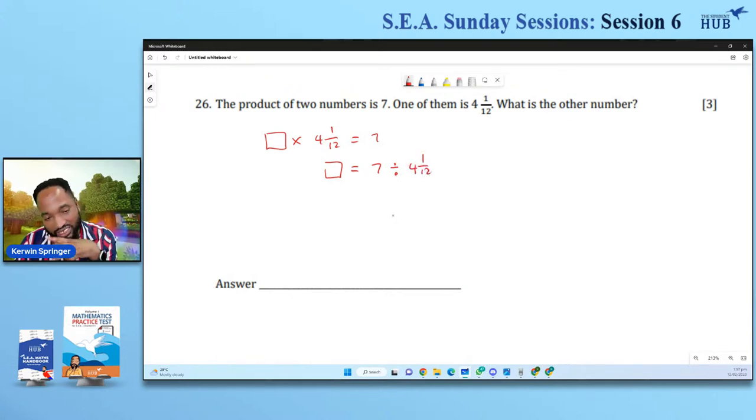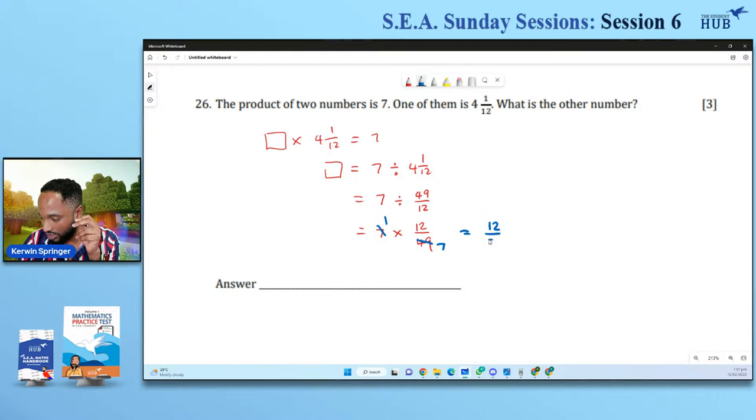This is not in a stage that we can do it in right now. So what we'll do is change this into an improper fraction: 4 times 12 is 48 plus 1, so this is 49 over 12. And it's still not ready for us yet. What we'll do is reciprocate, so we'll have 12 over 49 and the multiplication sign. Now we can see 7 into 7 is 1 and 7 into 49 is 7. So what we end up with is 12 over 7.